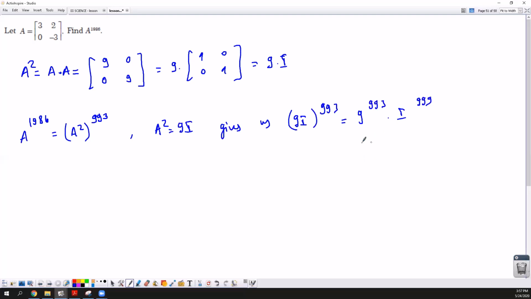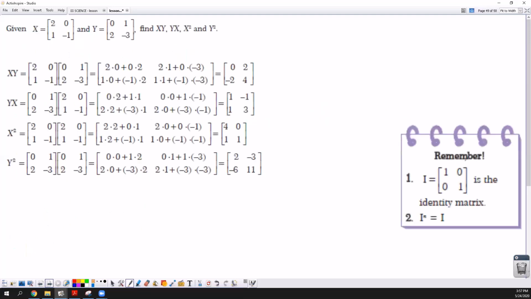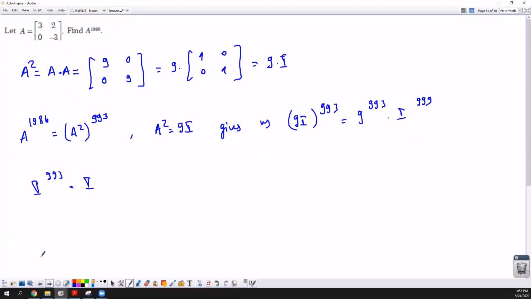Since I to the power of 993 is going to be I, because remember from the previous session, I to the power of n is still I, which is the identity matrix. And we get 9 to the power of 993 times I, which is 9 to the power of 993, 0, 0 and 9 to the power of 993.